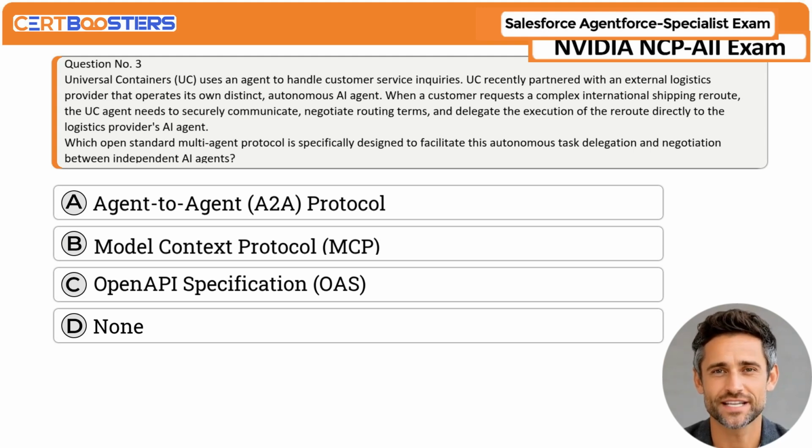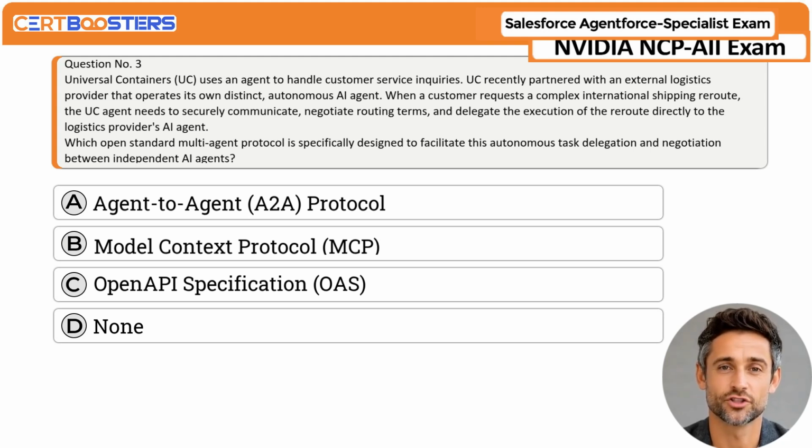When a customer requests a complex international shipping reroute, the UC agent needs to securely communicate, negotiate routing terms, and delegate the execution of the reroute directly to the logistics provider's AI agent. Which open standard multi-agent protocol is specifically designed to facilitate this autonomous task delegation and negotiation between independent AI agents?